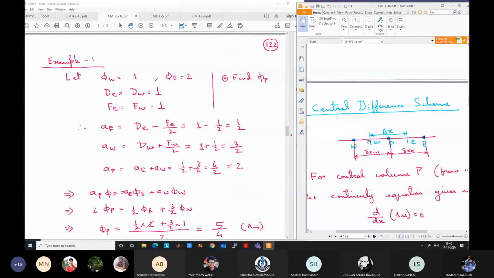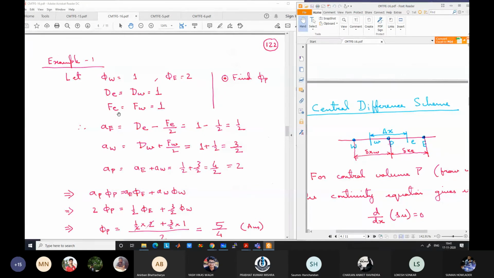Okay, diffusive strength depends on the conductivity and the distances. If distance is the same and conductivity is the same, the diffusivity, so diffusive strength, will also be the same. Okay, De is equal to Dw is equal to 1. And Fe and Fw are also going to be the same. Why? Because the continuity equation dictates that Fe has to be equal to Fw. I cannot give a problem where Fe is equal to 1 and Fw equal to 10. Okay, it means that the continuity equation is not satisfied.